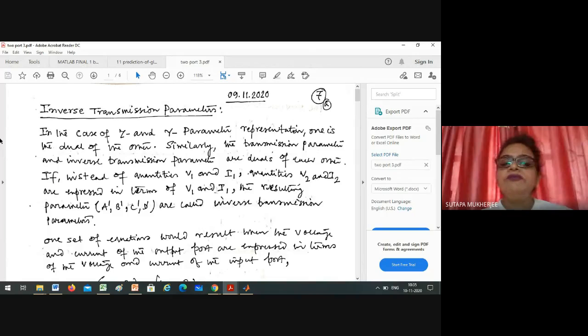If instead of quantities V1 and I1, quantities V2 and I2 are expressed in terms of V1 and I1, the resulting parameters A dash, B dash, C dash and D dash are called inverse transmission parameters. Normal transmission parameters were ABCD parameters.